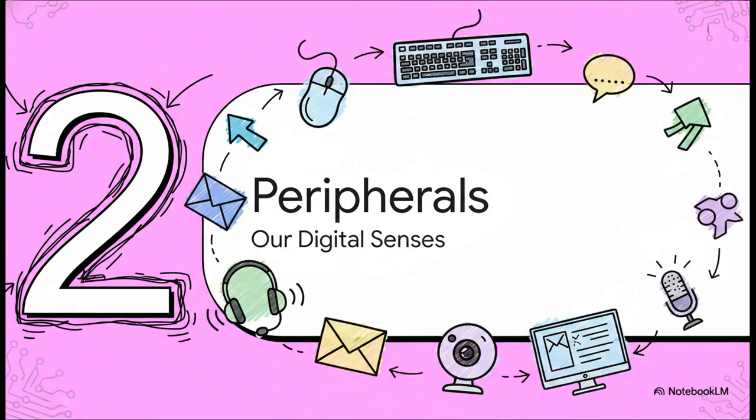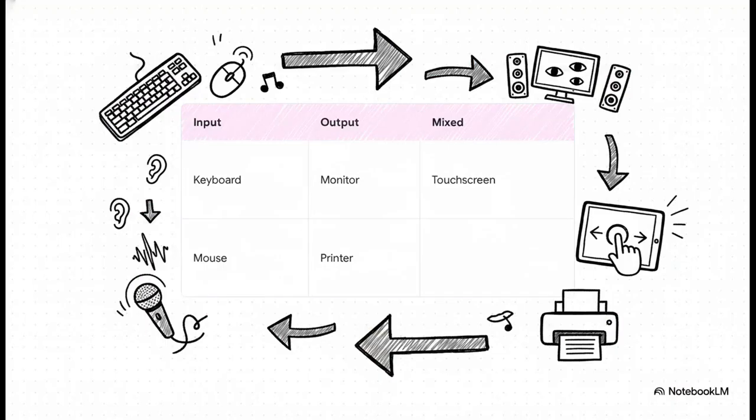Section 2. Peripherals are digital senses. Let's step outside that metal tower for a moment and see how this machine interacts with us. So, how does this cold, calculating machine actually communicate with you, a living, breathing, unpredictable human being? Well, it needs digital senses. We call these peripherals, and they are literally the senses and the voice of the computer.